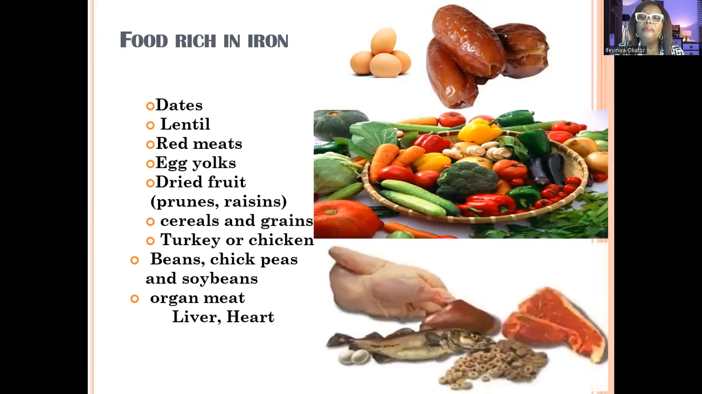I have, like I said here, meat products like liver, heart, red meat, and then we have poultry products like egg yolk. We have the chicken, the beef, the fish. We have the cereal aspect of it, the non-heme iron: the cereals, the beans, the soya beans, the grains, and vegetables. All these contain non-heme iron.